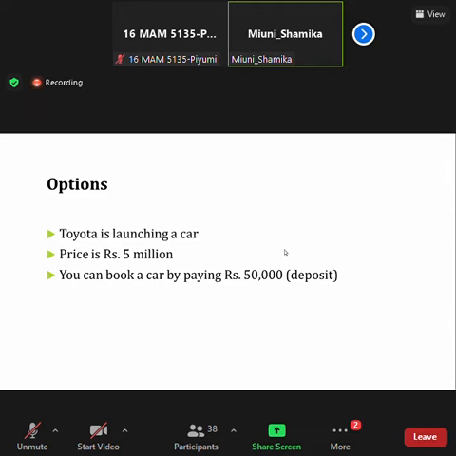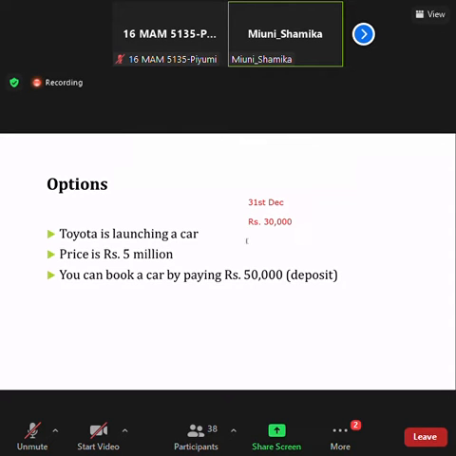Okay, so we'll go for another example. You book a hotel for a function. The function is on 31st December. On 31st December, you have a batch function and you book a hotel and you pay rupees 30,000. Then later you decide not to have that function.